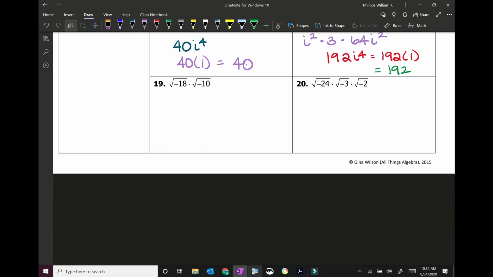Now, for 19 and 20, you have a bit of a conundrum because you're multiplying these two radicals. So the default is to say, oh, well, negative 18 times negative 10 is going to be positive 180. So let's go ahead and say the square root of positive 180. Okay, well, this is wrong because all the radical rules that you know of only apply when you have a positive radical. So you do not have positive numbers underneath the radical here. So we cannot multiply. We can only multiply when the radicals are positive. So what we're going to do is we're going to take the i out first.